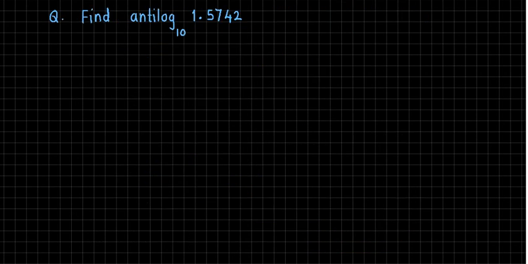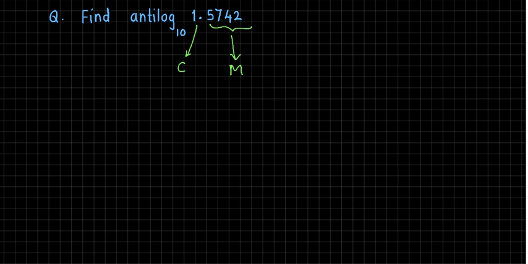Here is a question. We have to find the antilog of 1.5742 with the base 10. If you see, the characteristic is 1 and the mantissa is 0.5742. Now, following the procedure, first we look at the mantissa, that is 5742, and go to the anti-logarithms table.